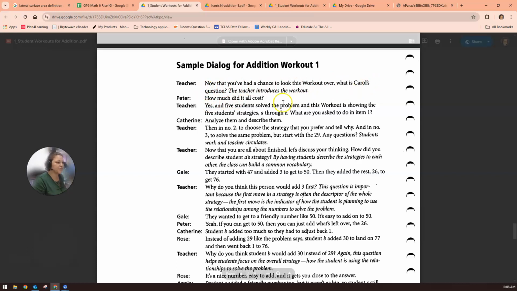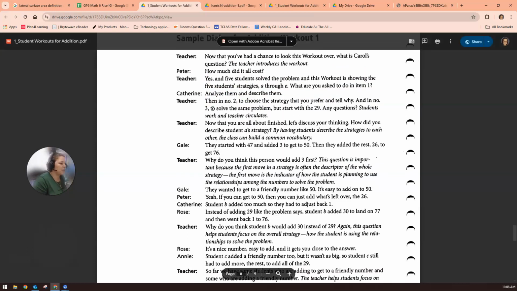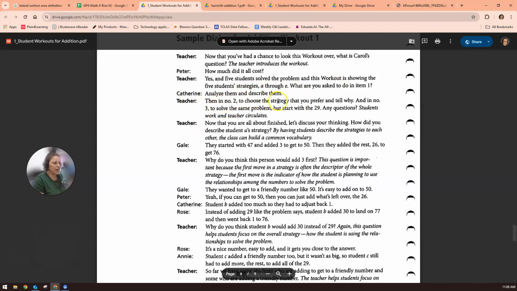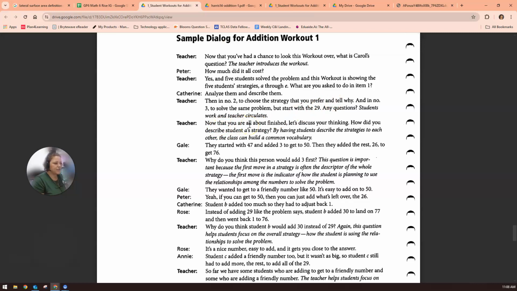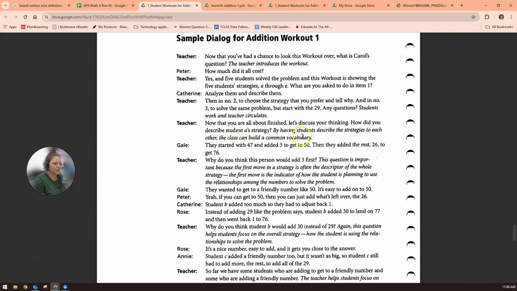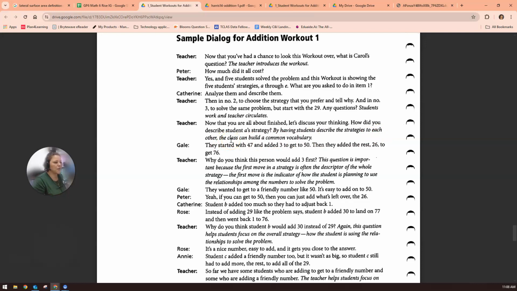Now that you've had a chance to look at this, what's the question actually asking? How much did it cost? Yes. And so now we have to analyze and describe them. And this will tell you, now that you're finished, let's discuss thinking. Describe student A's strategy. By having students describe the strategy to each other, the class can build up a common vocabulary.